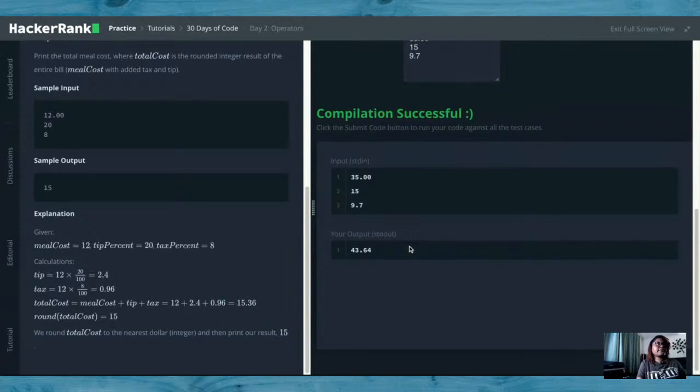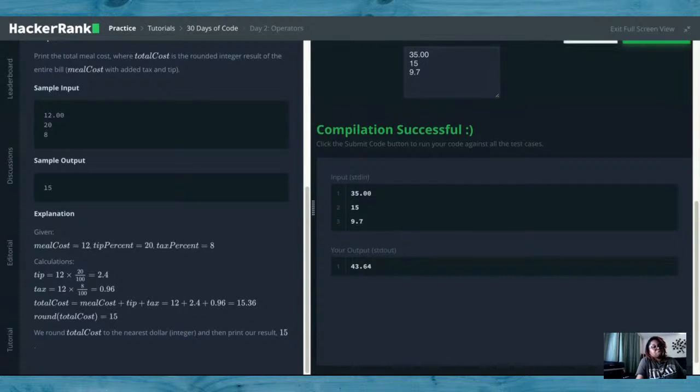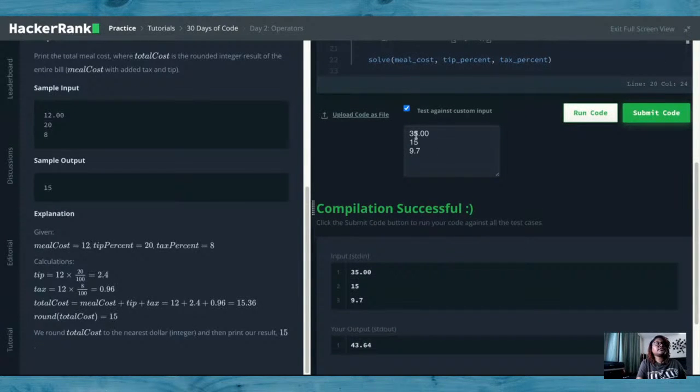Ta-da! All right, so basically, if I decided to get some groceries from Instacart and my total was $35 and I wanted to tip the delivery person 15% and the tax was 9.7%, my total is going to come out to $43.64 for my groceries. And you can pretty much play around with the different percentages and the different taxes and whatever.